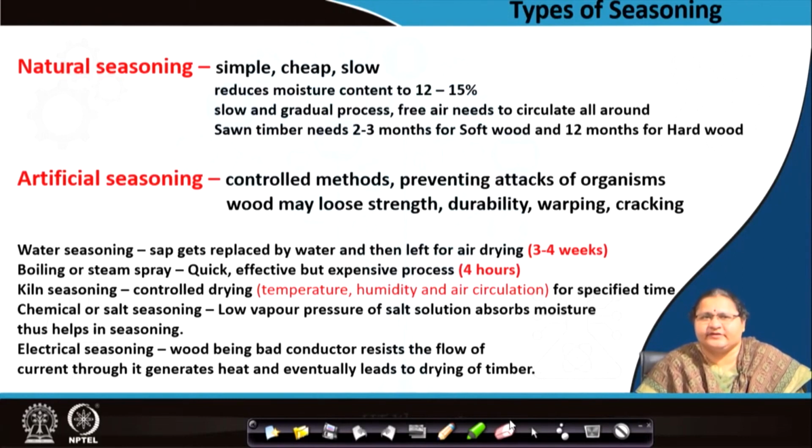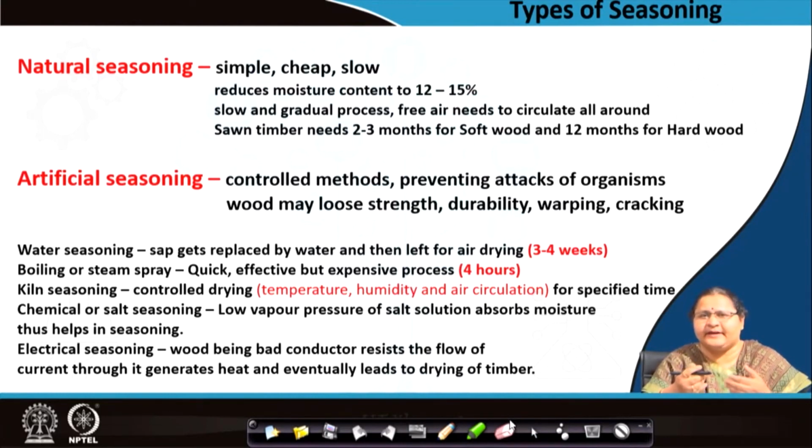The last one is electrical seasoning. So, wood being a bad conductor resists the flow of current. Sapwood contains more moisture. Hardwood is again dense. So, when there is the charge flowing through it, they resist the current flow, which generates heat inside. This heat actually helps in the drying process, and there you get the dry or seasoned timber.